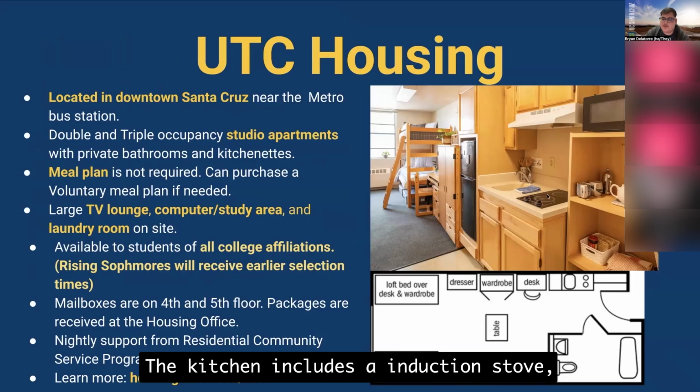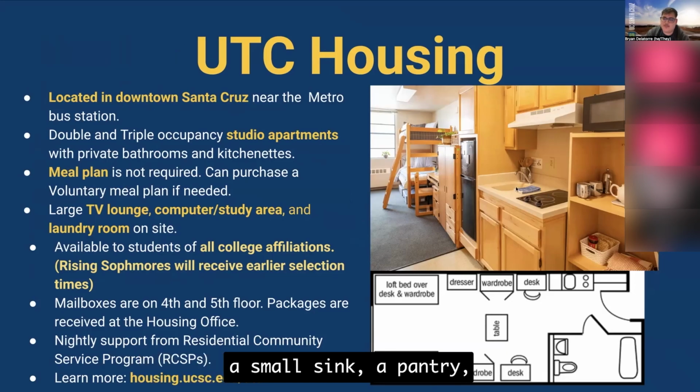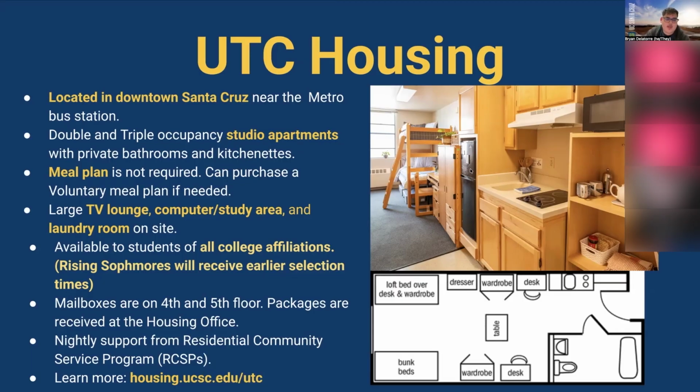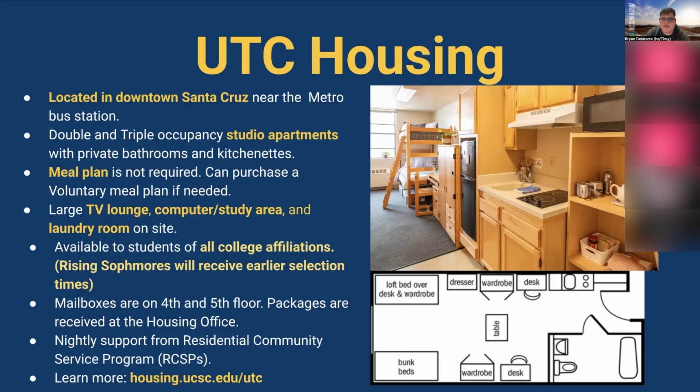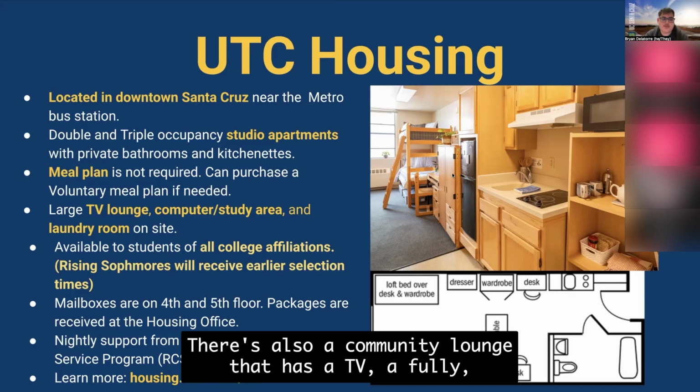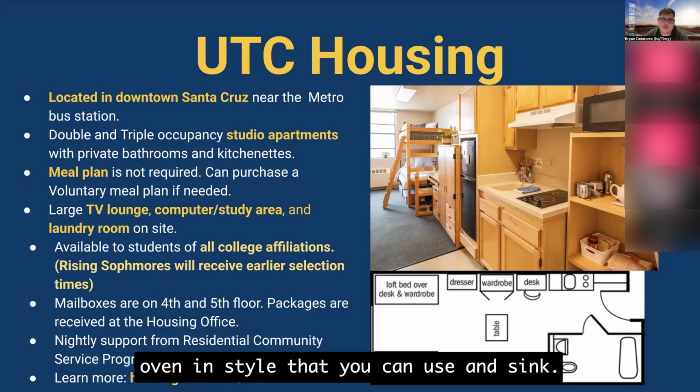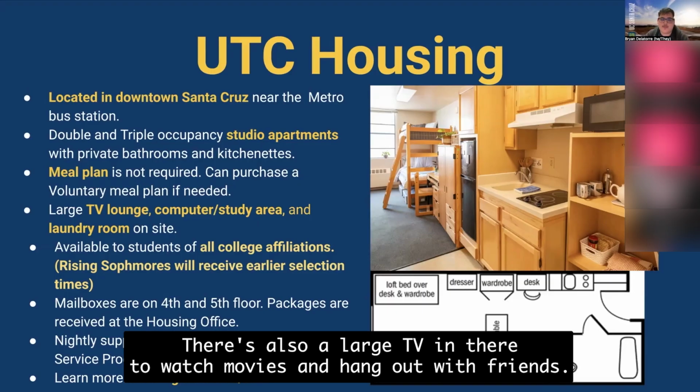The kitchenette includes an induction stove, a small sink, a pantry, storage space, a microwave. There's also the bedding and desk and wardrobe. There's also a community lounge that has a TV, a full oven and stove that you can use, and a sink. There's also a large TV in there to watch movies and hang out with friends.